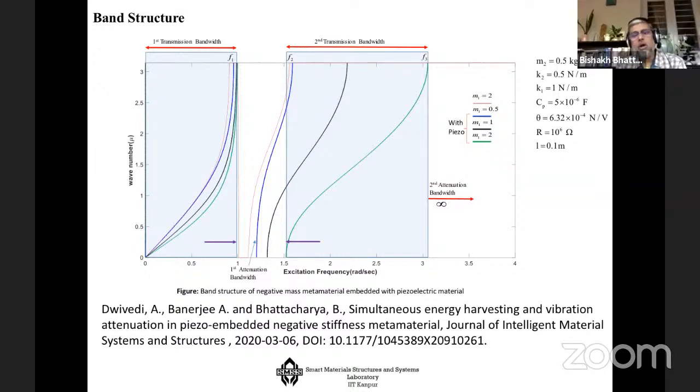So this is one of the metamaterial units that we are working on, and you will see in one of our recent papers in the Journal of Intelligent Material Systems, we have reported it.